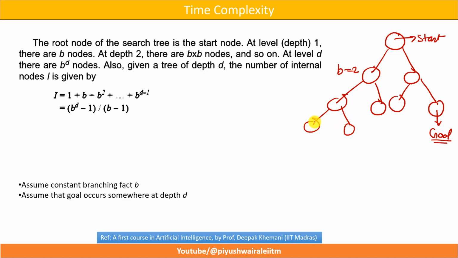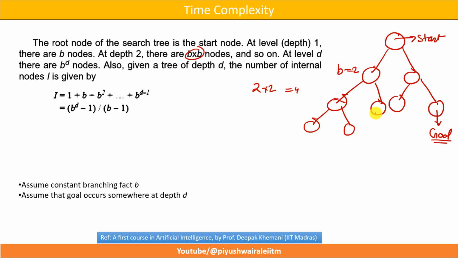Unless it is a leaf node. So that is what branching factor is. That is the number of children that a particular node can have, right? Now at depth 2, so this is depth 2. Here you can see b into b, that is 2 into 2, 4, right?